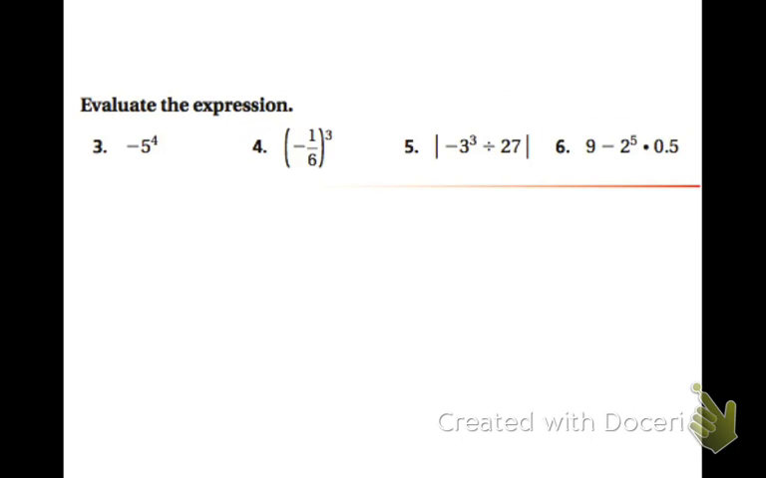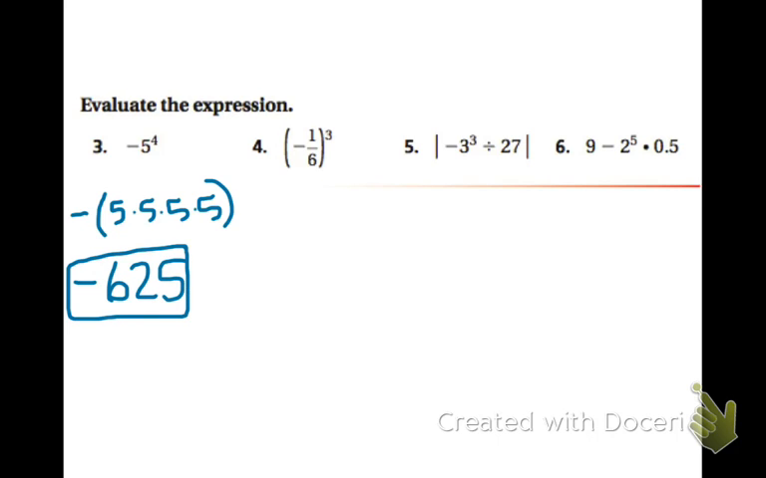So we'll try some of these. Evaluating the expression in 3, negative 5 to the 4th, the base is 5, so we want the opposite of that. So to show our work, we could put the negative on the outside of parentheses and repeat the factor, which is a positive 5, 4 times. Going left to right, 5 times 5 is 25, times another 5 is 125, times another 5 is 625, so the answer is a negative 625.